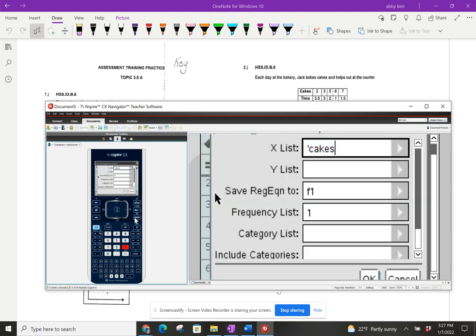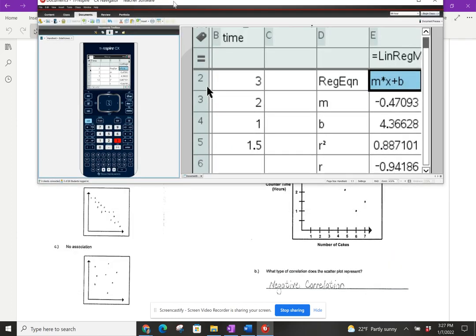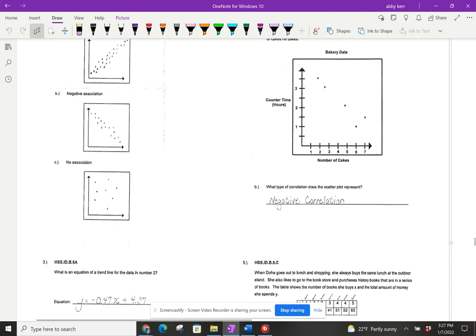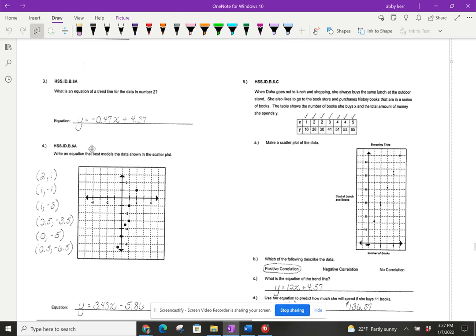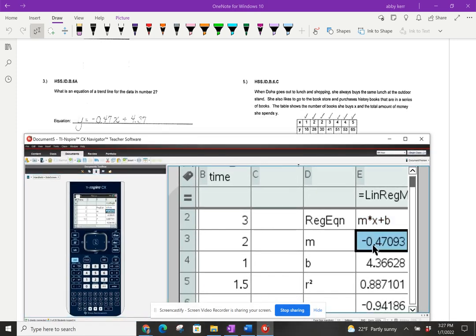Number 4, number 1, number 3. We said our x was cakes. We said our y was time. So this should be our slope. Notice our slope is negative 0.47. So that's a negative correlation. Then you just put the information that you found. I found the slope to be negative 0.47, so that's why it's mx. And then plus, we just rounded to the nearest hundredth, so 4.37.